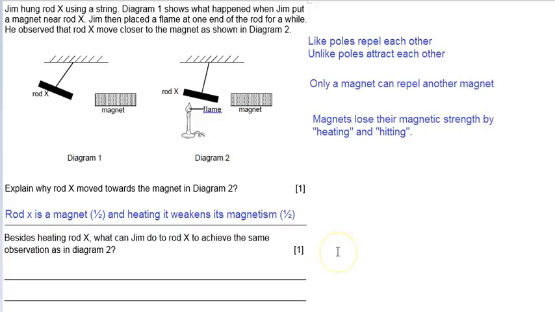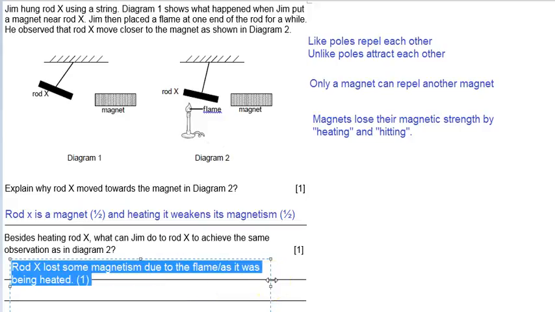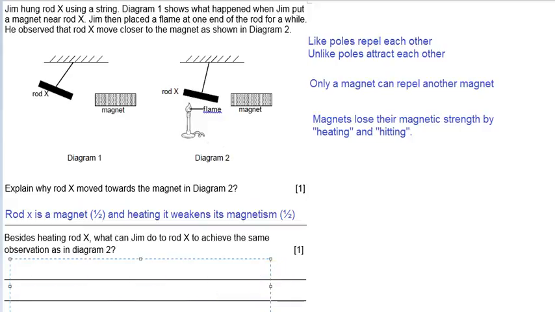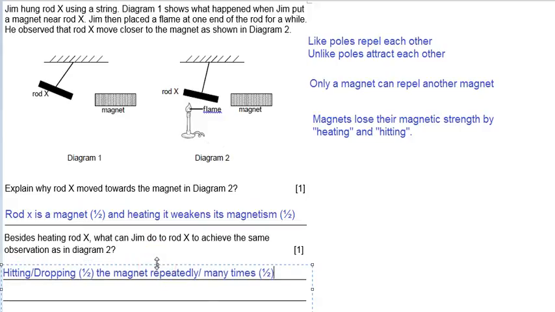And besides heating rod X, what else can Jim do to rod X to achieve the same observation? We know that this is heated, and that's why it's losing its magnetism. So the other way is to hit magnet X several times, or drop it on the floor several times. And that will also weaken magnet X's magnetic strength.